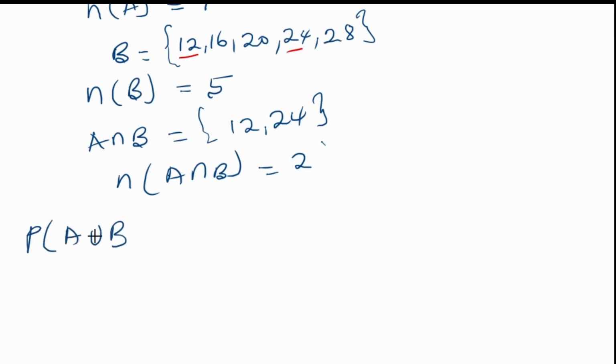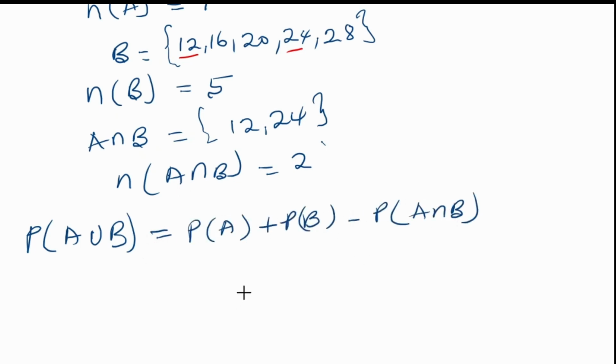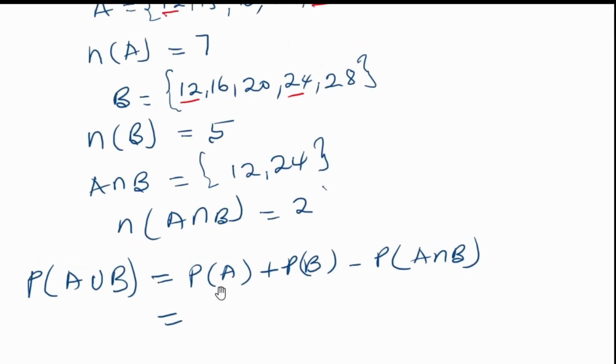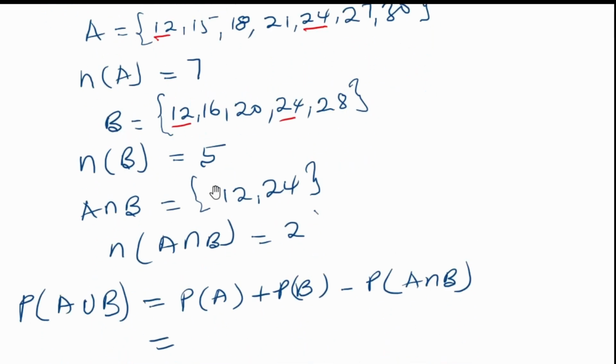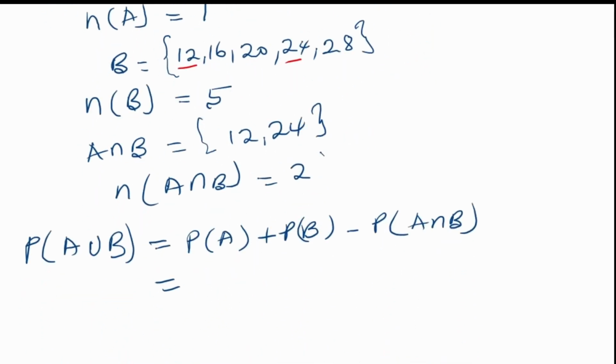Probability of A union B is probability of A plus probability of B minus probability of A intersection B. That is if they are not mutually exclusive. So probability of A is the number of elements in A over the sample space, and the number of elements in A is 7 and the sample space is 21. So that will be 7 over 21 plus 5 over 21 minus the number of elements in A intersection B, which is 2 over 21.